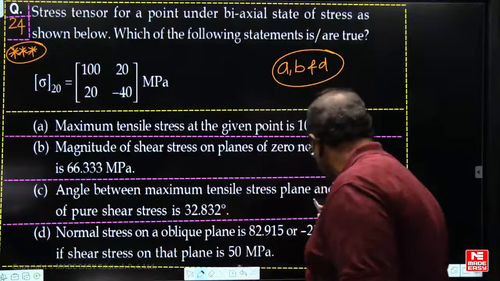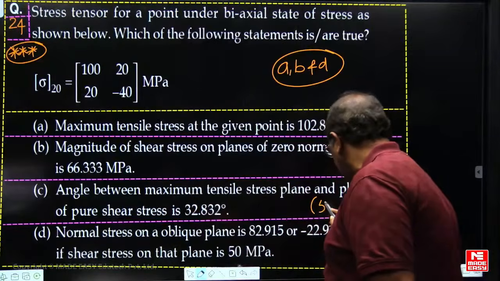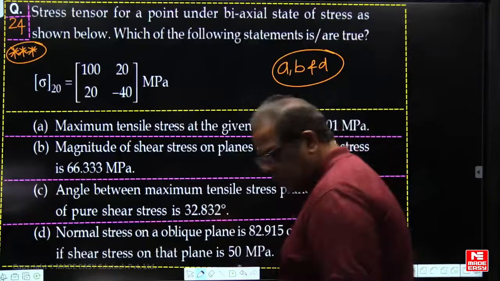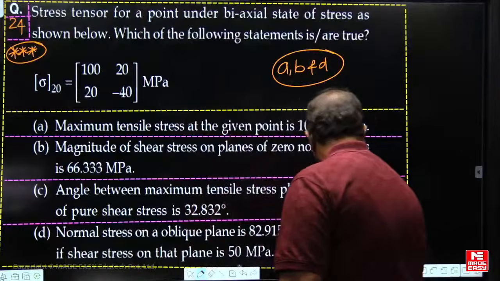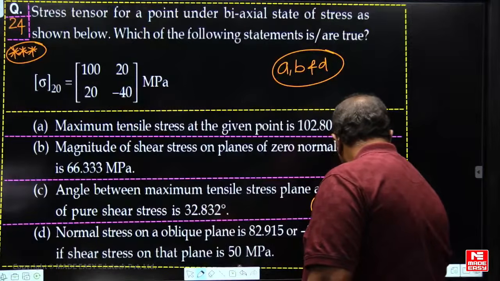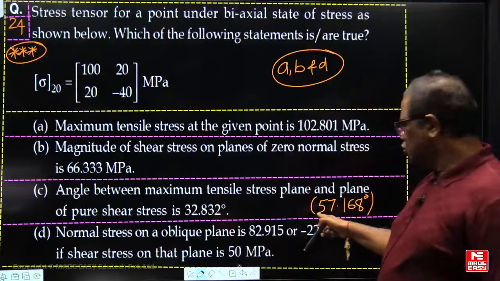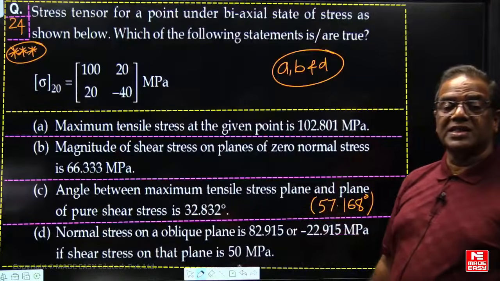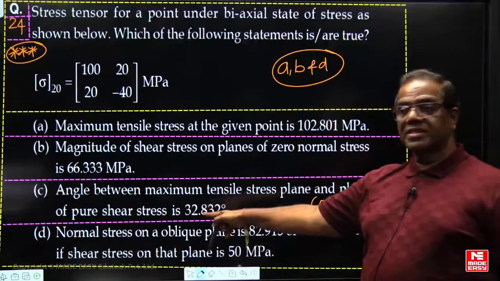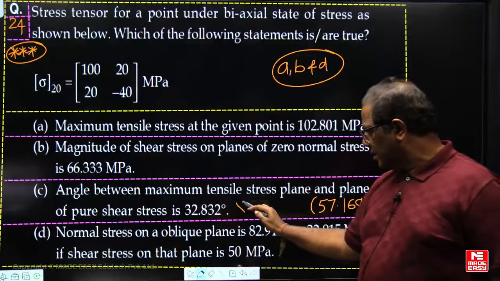So this will be for this question. Answer is for C, 57 point. For this question, answer is C. Answer is what? 57.168. But it's given 32 points. That's why this statement is wrong.